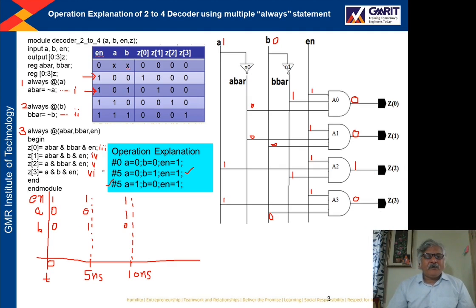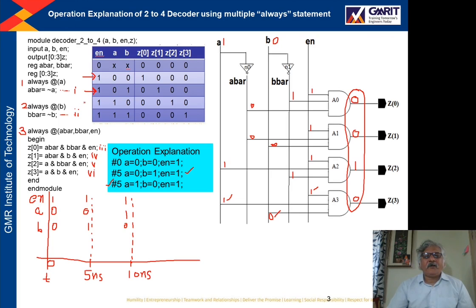Now due to statement number 6, Z3 is equal to A and B and enable. So A is 1 but B is 0, right? And enable is 1. So since B is 0, the output of this gate, that is Z3, will remain 0. So now these are the outputs when at 10 nanosecond A will become 1 and B will become 0.